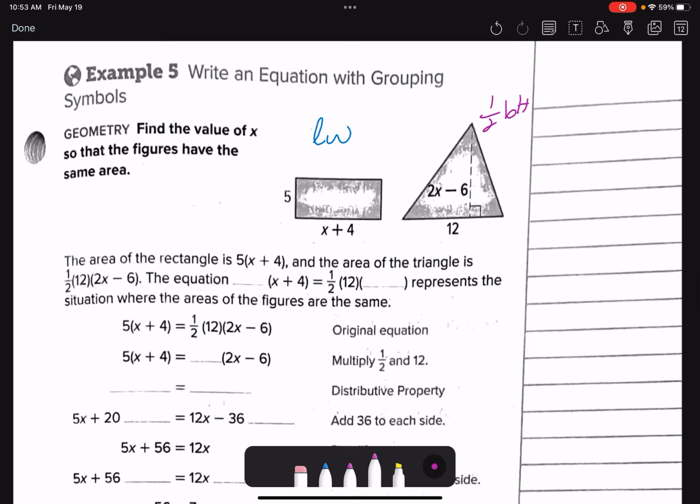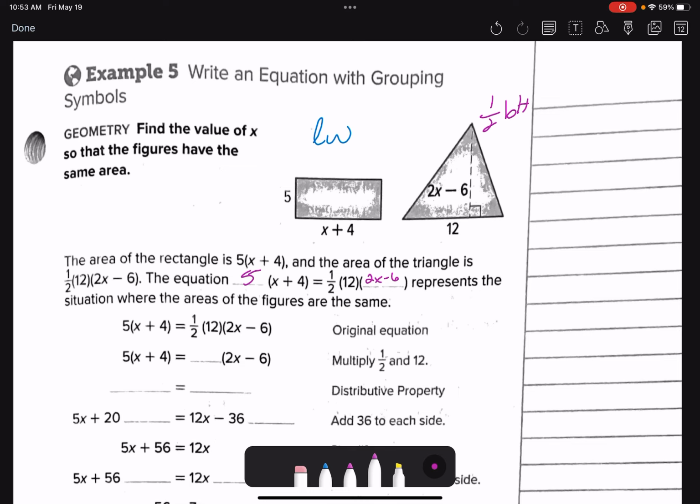And so when I put them together, this is 5 times x plus 4. And then the other one is 1/2 times 12 times 2x minus 6, based on the formulas and based on the shapes. And they say that the areas are equal. So even though their shapes are different, the inside area of them is the same. In geometry, we call that congruent. So they're congruent to each other.